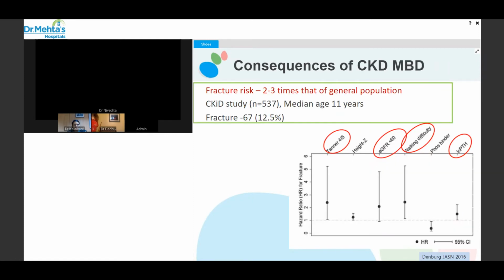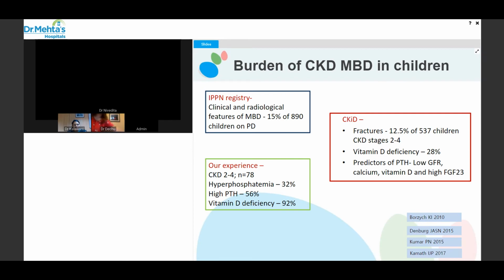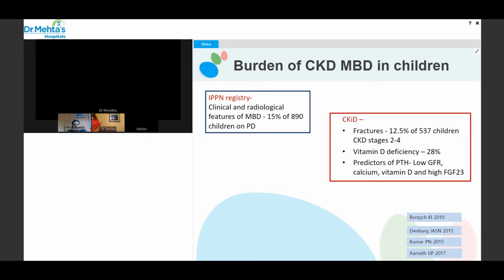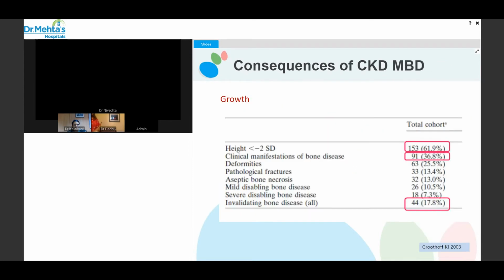The consequences of CKD that we see in children. This is a slightly older study, but it gives the entire spectrum of manifestations, with height less than -2 standard deviation, or short stature, being one of the most common manifestations of chronic kidney disease with mineral bone disorder. Clinical manifestations of bone disease in about a third of patients, pathological fractures in about 13%, and invalidating bone disease in 17.8% of patients.